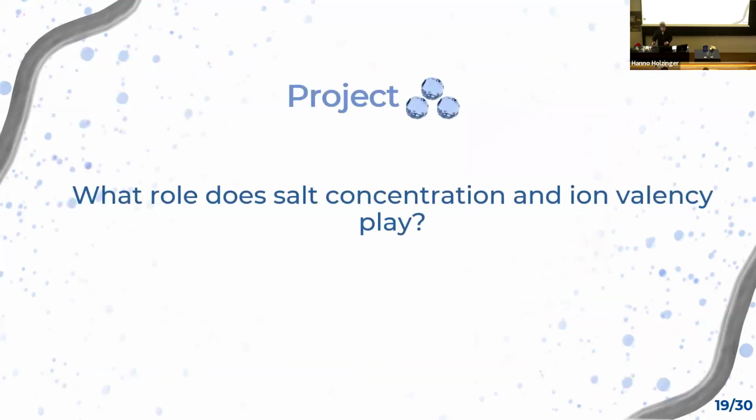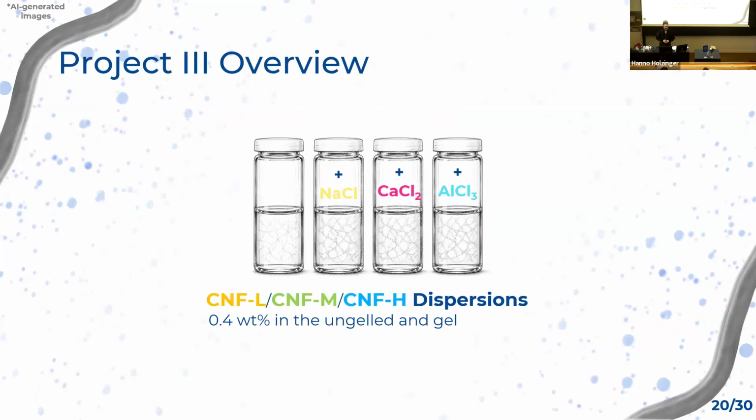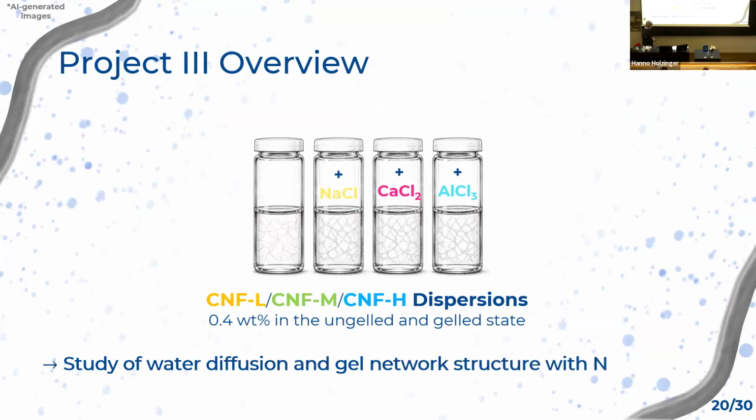Now, after seeing that gelation with monovalent ions such as sodium affects not only the water diffusion, but also the nanofiber mobility, we wanted to go one step further and ask what happens if we now change the salt concentration and the type of ion used. For this third project, we used the same set of differently charged CNF dispersions, so that never changes across everything here, but this time we added 3 different salts in different concentrations, sodium chloride, calcium chloride, and aluminum chloride to gel these systems. At one concentration, 0.4 weight%.